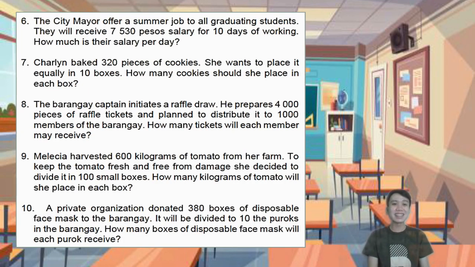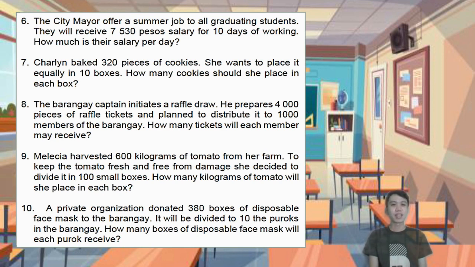Number 6, the city mayor offers a summer job to all graduating students. They will receive 7,530 pesos salary for 10 days of working. How much is their salary per day? Number 7, Charlene baked 320 pieces of cookies. She wants to place them equally in 10 boxes. How many cookies should she place in each box?